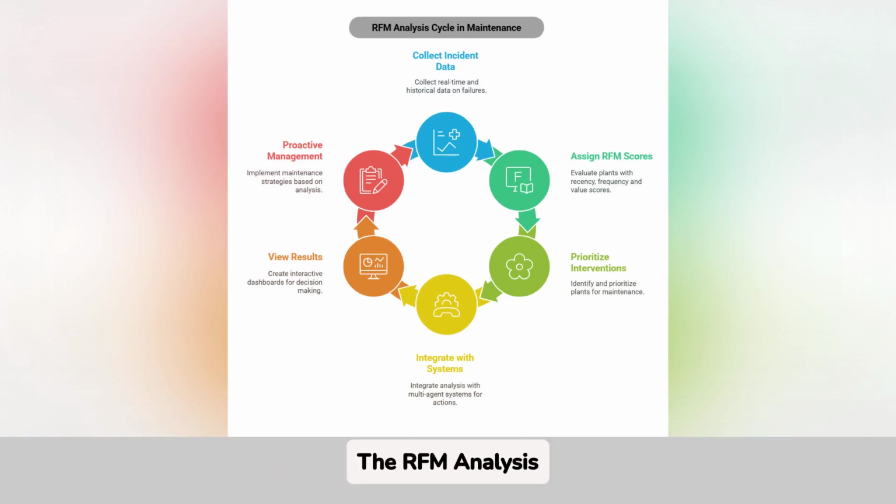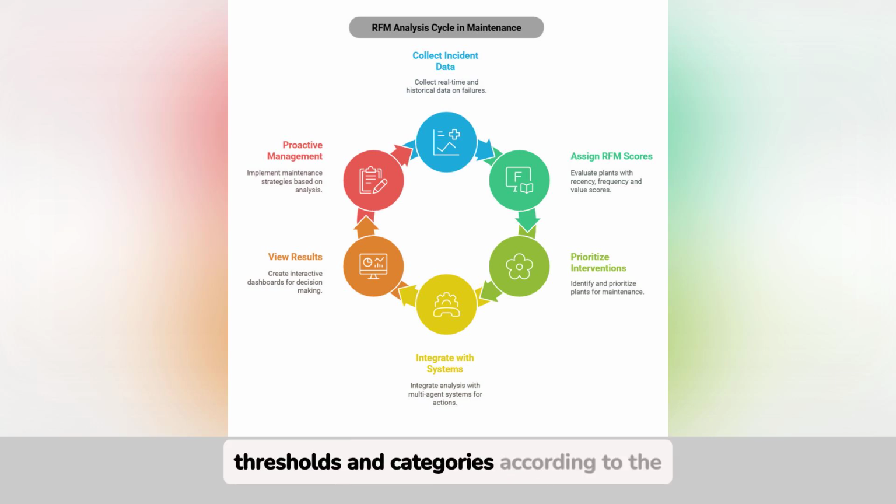The RFM analysis subagent is responsible for processing all incident and fault data. It uses machine learning algorithms to analyze historical and current patterns and assigns an RFM index to each plant. With these indexes, the system can generate reports and alerts that indicate which facilities require immediate attention, facilitating preventive maintenance planning and resource optimization. The system also allows customized settings so that we can modify thresholds and categories according to the particularities of each plant.